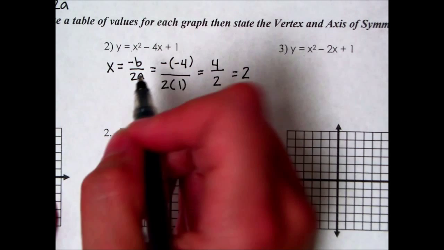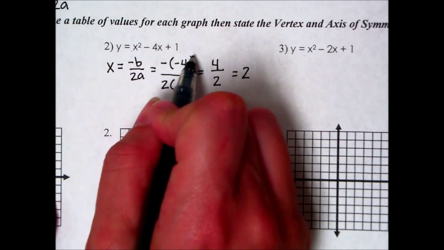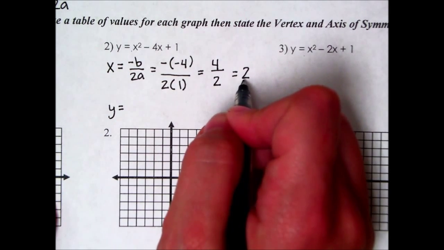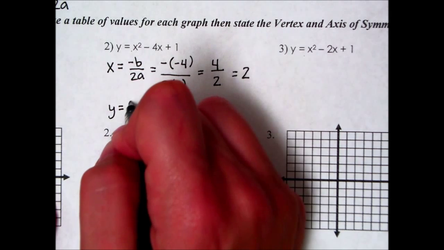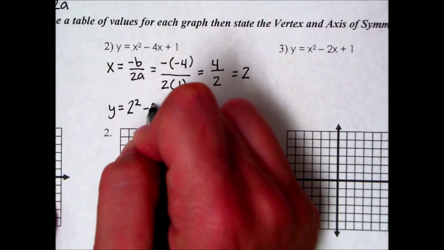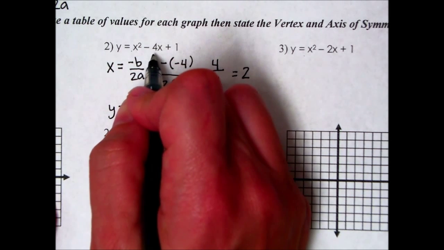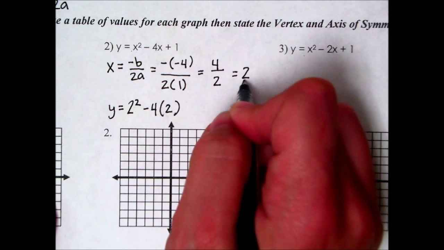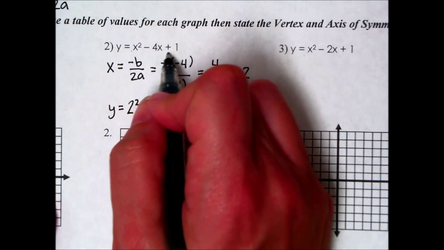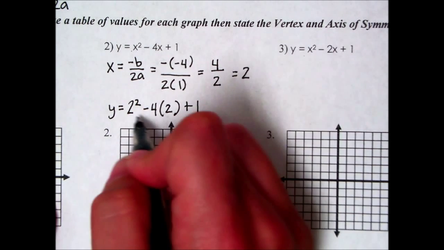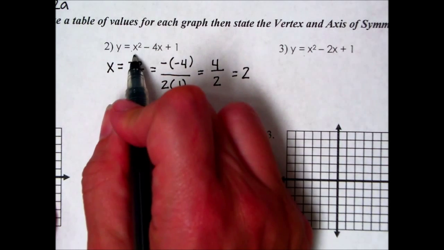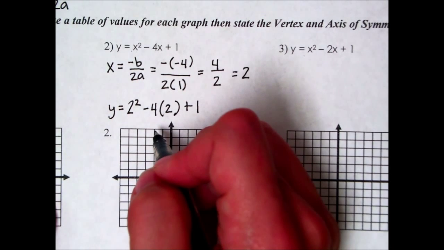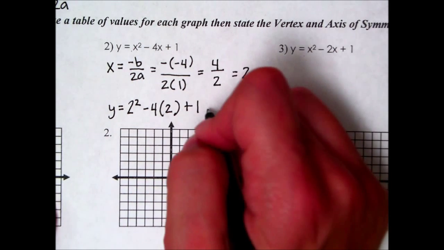To find the y value, we can plug it into this initial function. So y equals my x squared. I'm going to plug the 2 in place of the x, so 2 squared. And then I have minus 4 from up here. Now I need to multiply times x. So I'm going to again pull up that 2 because I just found out x was 2. And I still have this plus 1. So this function matches the original, except wherever there was an x, I put a value of 2 in place of it. And now we're going to clean this up.